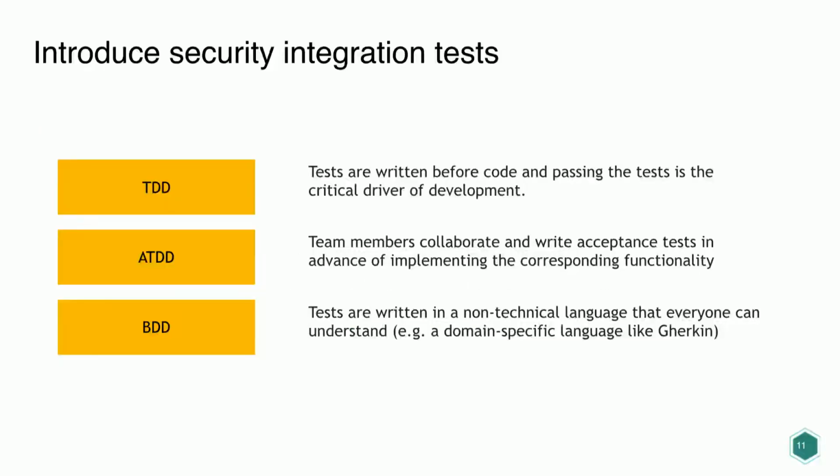In this talk, we're going to see how to build security integration tests and embed these tests in the CI/CD. So we have different kinds of tests. We have test-driven development, where the tests are written before coding, and passing the test is crucial. Or acceptance test-driven development, where team members collaborate with other parties to write tests on a functionality.